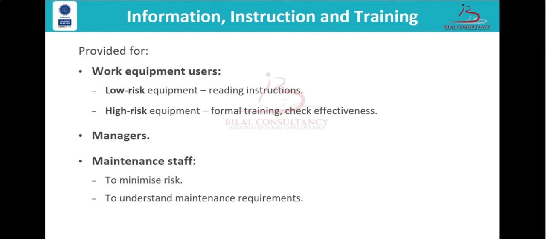Where the equipment is low risk, this requirement is simple to fulfill. For example, an office paper shredder can be used by staff who have read the instructions supplied by the manufacturer. With high risk machinery, more has to be done to fulfill this requirement to an acceptable standard.